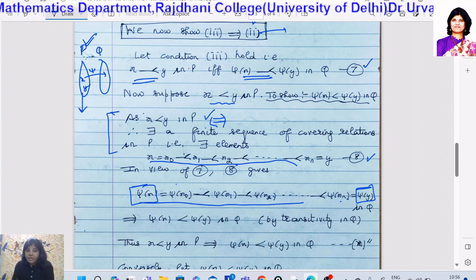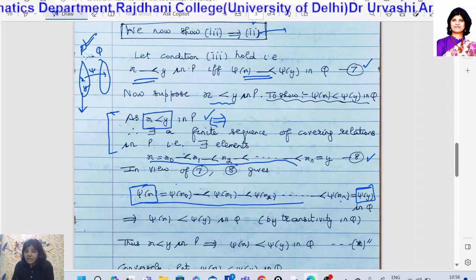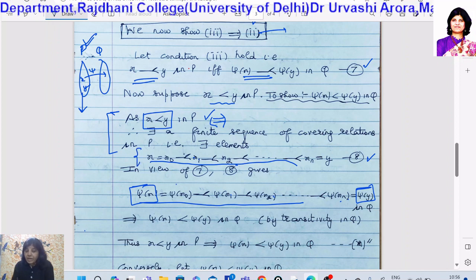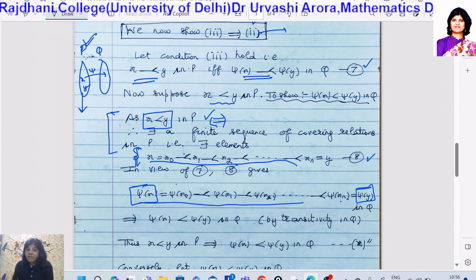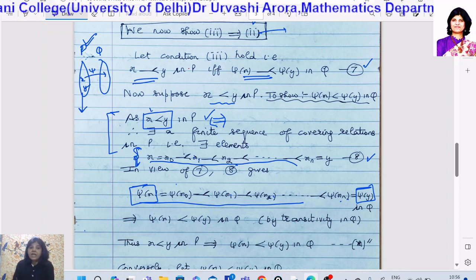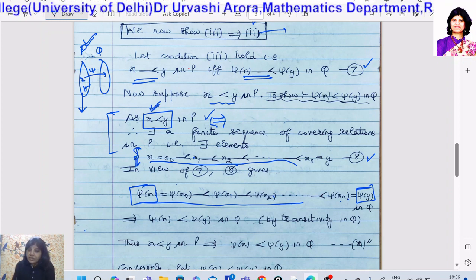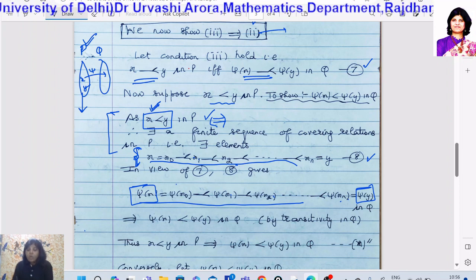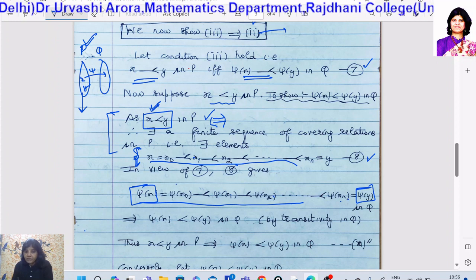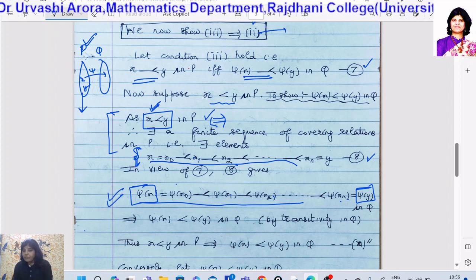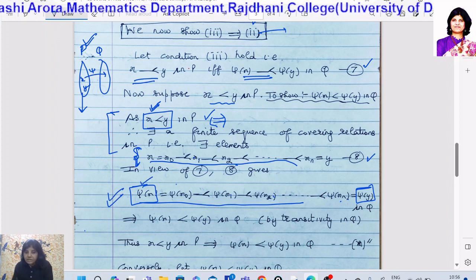So if the elements are strictly related in a finite PO set, then there will be a finite sequence of covering relations, and if there is a finite sequence of covering relations, then the elements will be strictly related. This result is if and only if. So this particular line which we get is a finite sequence of covering relations between psi x and psi y.